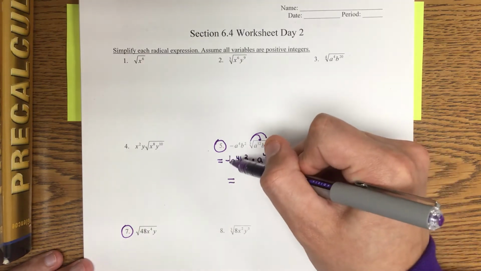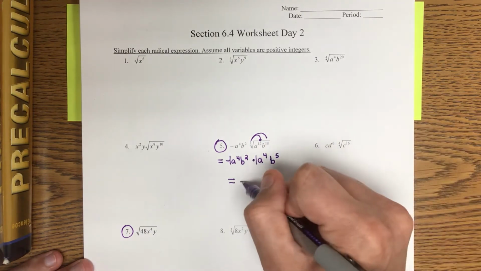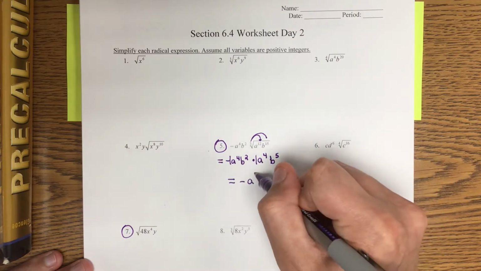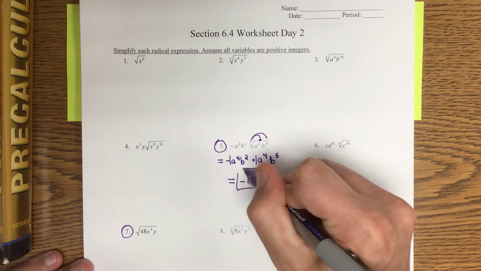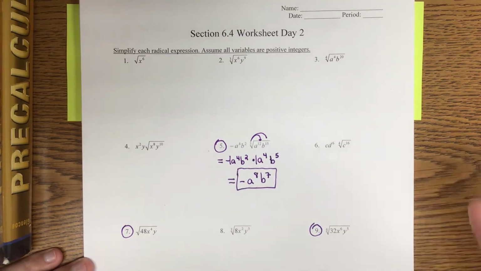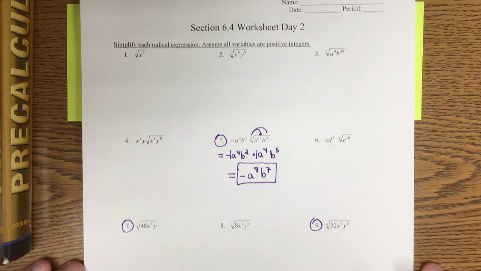A negative times a positive is a negative. A to the 8th, add them together, b to the 7th. So the 8ths to the 4ths don't cancel. You multiply them to get a negative number.